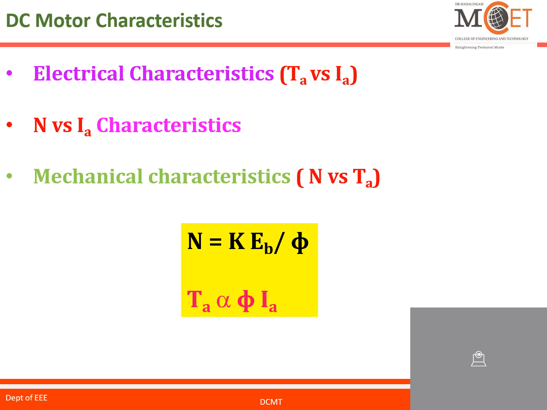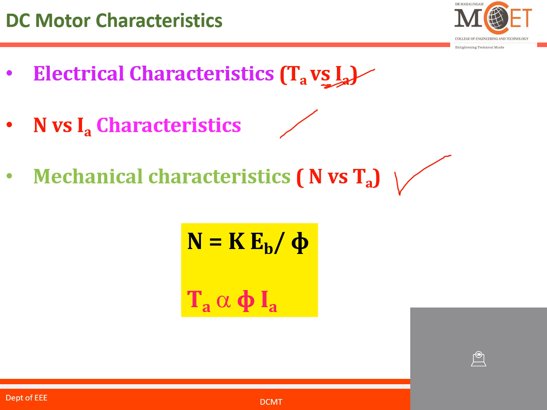So the three important characteristics we should know. The first one is electrical characteristics. Here that is torque versus armature current. Then the speed versus armature current. Then the third one, mechanical characteristic, that is speed versus armature torque. Yeah, speed versus torque.